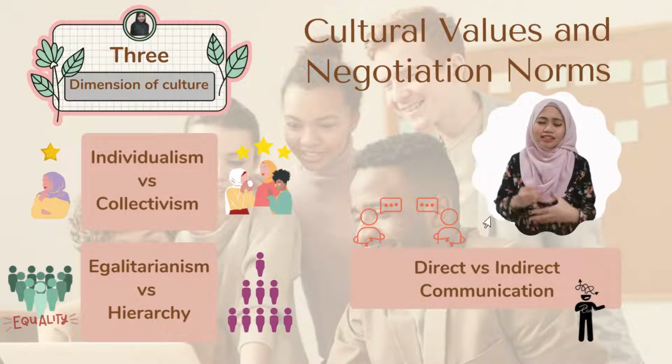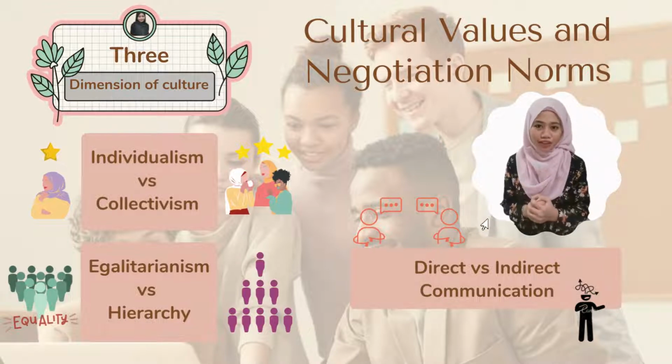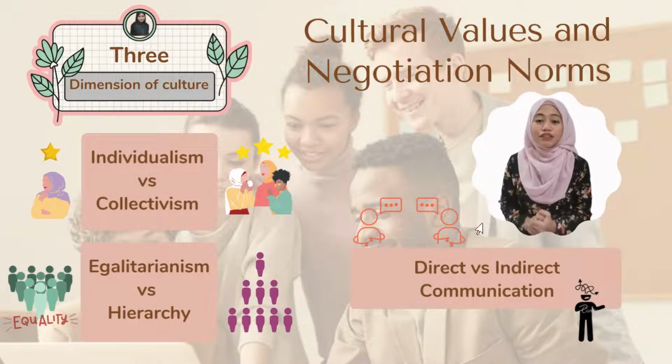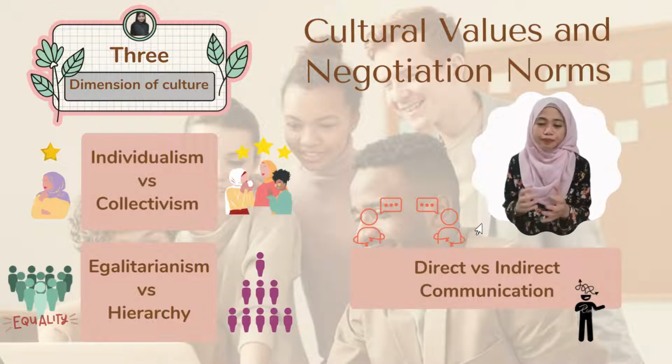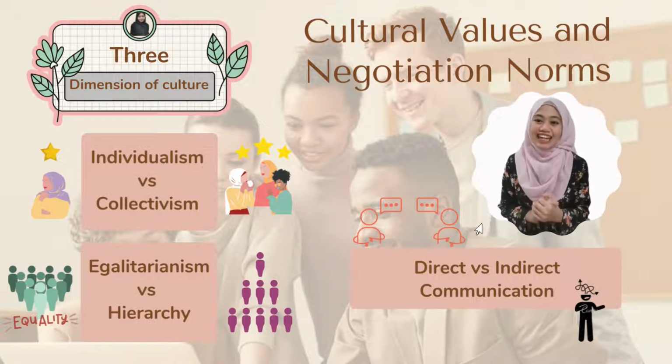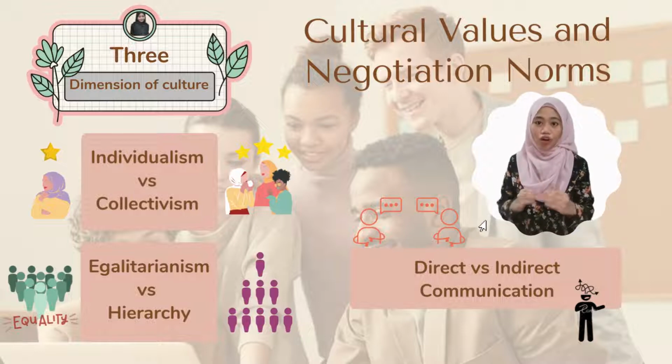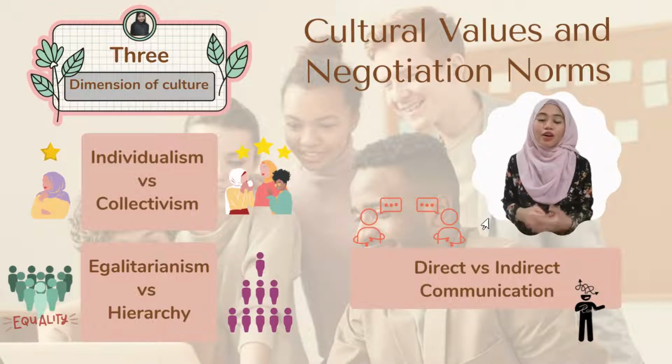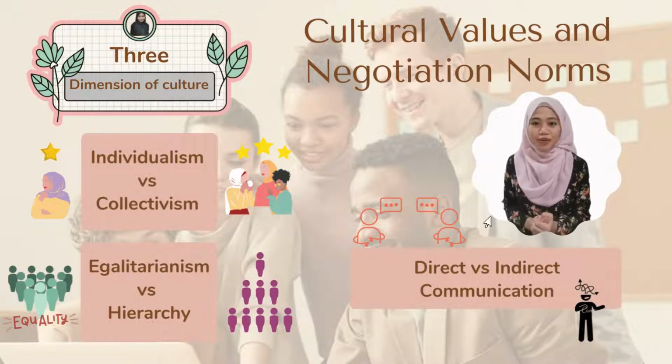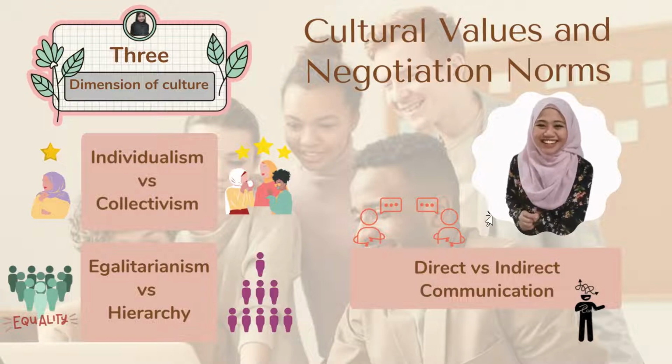Next, I'm going to explain about value and negotiation norms. For this topic, there are 3 dimensions of culture that we are going to learn. First, individualism versus collectivism. It is actually related to the fundamental human desire to preserve oneself over the group. Second, is egalitarianism versus hierarchy. It is actually related to how individuals affect one another, particularly side to side or hierarchically. Third, or lastly, is direct versus indirect communication. It is related to the manners individuals exchange information and messages. So, are you guys ready? Let's go!